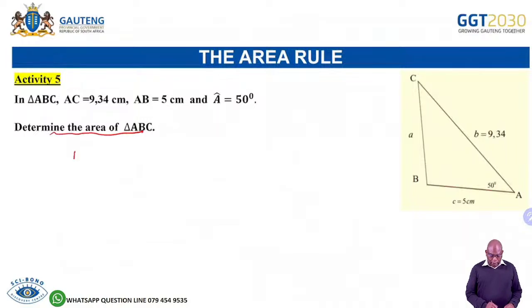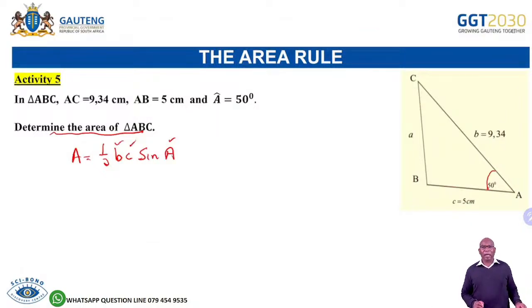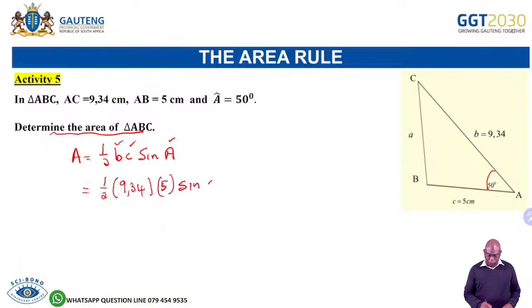So the area of this will be half of B. Remember the angle that is given is A. So it's half BC sine A. So all the letters must be there, A, B, and C. The two letters must be sides, the one letter must be an angle. Then this will be half of, the B side is 9.34. The C side is 5. Then we have the sine of 50 degrees. Then you just use your calculator.